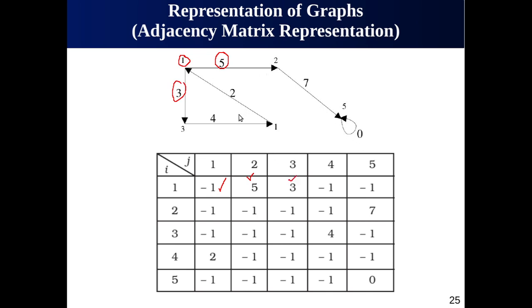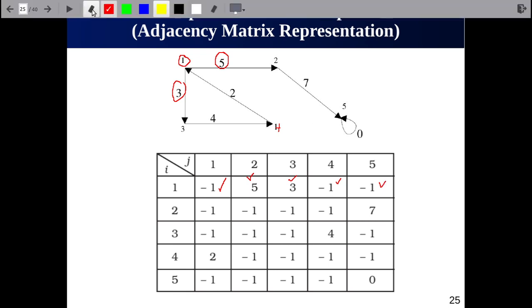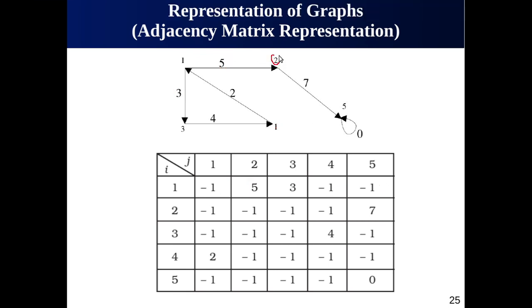Now 4. This is actually 4, the node number. Do we have a line, a link between 1 and 4? No, we do not have. So we have to put -1. And now 5. Do we have a line from 1 to 5? No. -1. Now consider node 2.